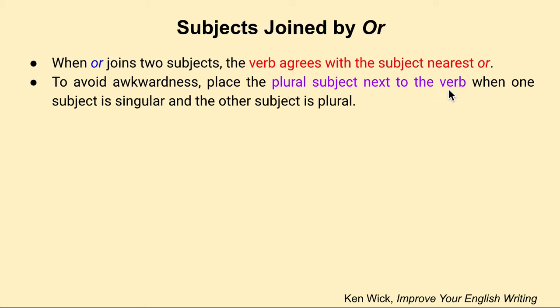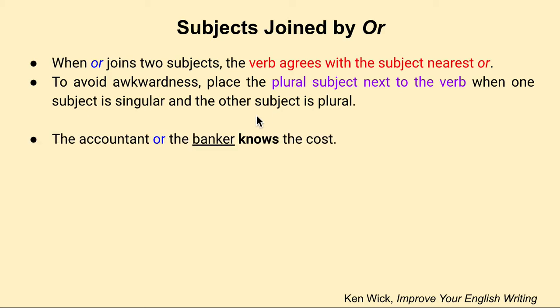And to avoid awkwardness, though, place the plural subject next to the verb when one subject is singular and the other is plural. Basically, you could place the singular subject next to the verb, but it sounds awkward. It's technically correct, but it sounds awkward in English. So let's look at some examples.